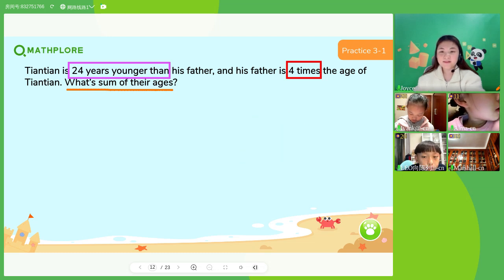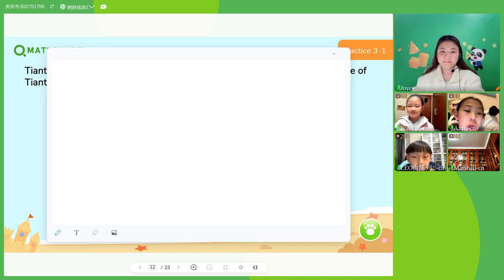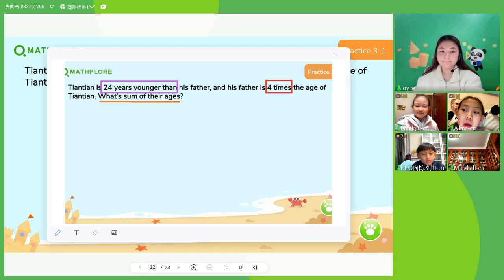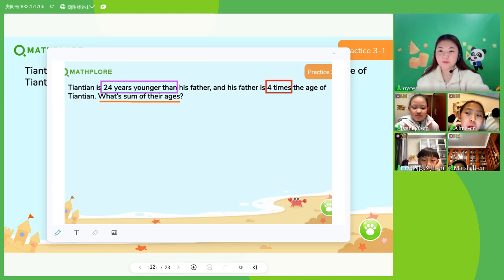So I'd like to give you the whiteboard. This time you have to draw the model first, and then mark the number 24. What does 24 mean? Is that the sum or difference? Take a check, please. We draw the model according to the multiple relationship, right? Then we can mark the difference here, so you can figure out. Finally, we have to figure out the sum of the ages.